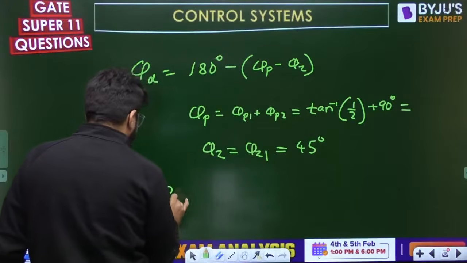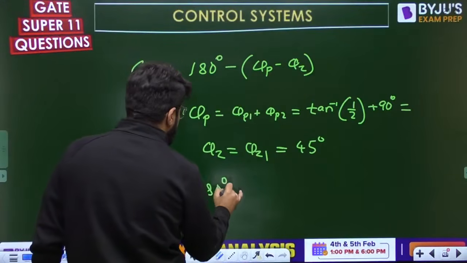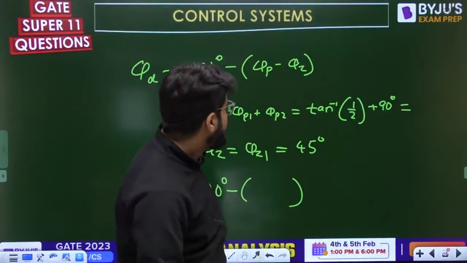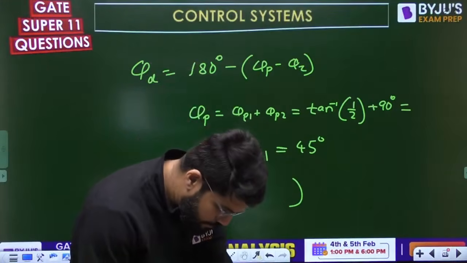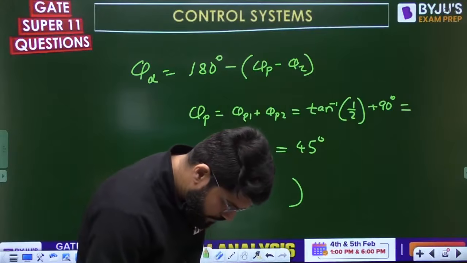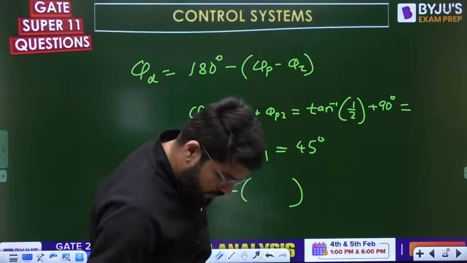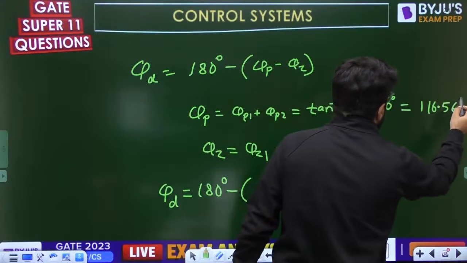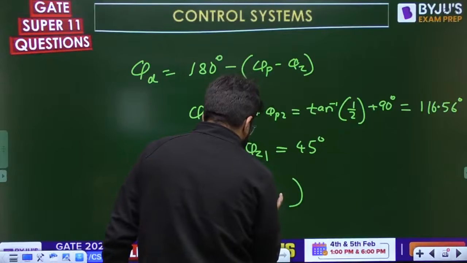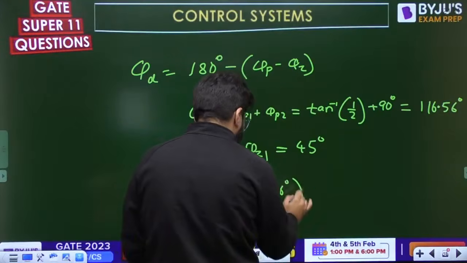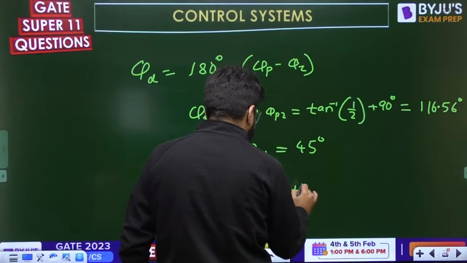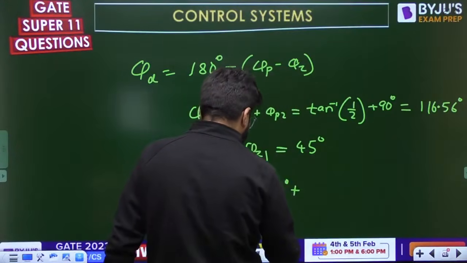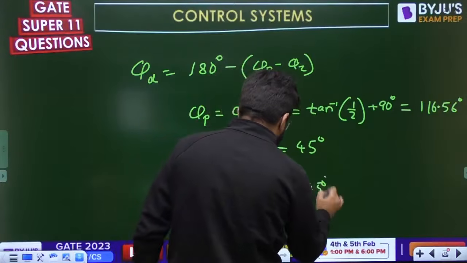So what is the angle of departure then? 180 degrees minus of, let me calculate this value. Let me calculate what is the value of the phi p. The phi p is 116.56. So here I get 116.56 degrees, minus 45 degrees. Phi p minus phi z.